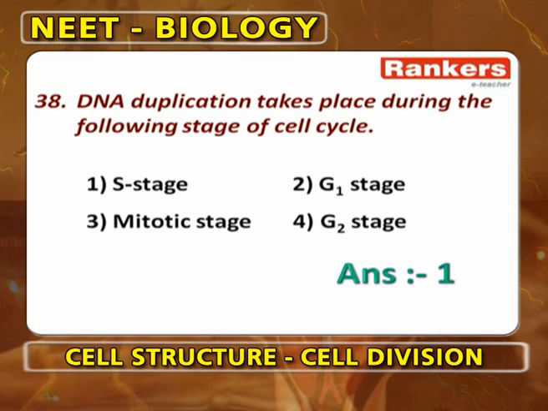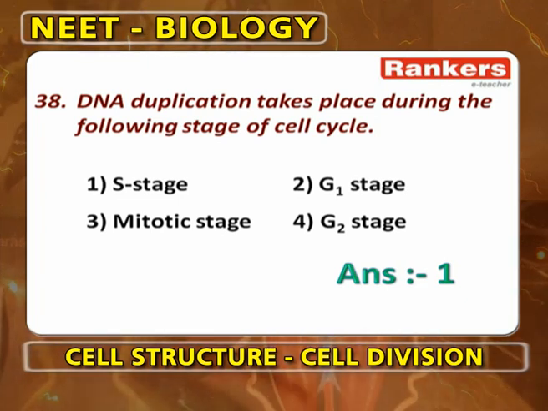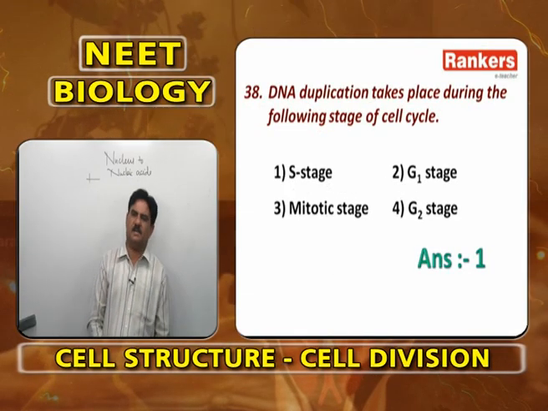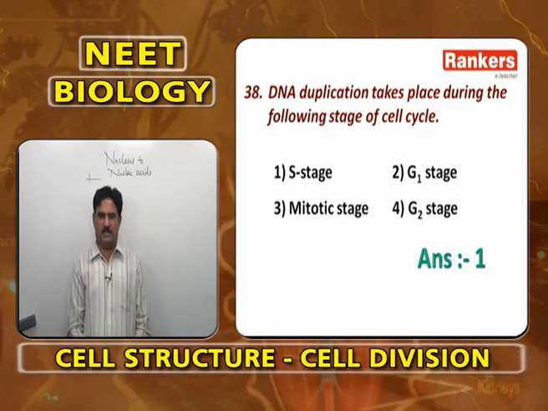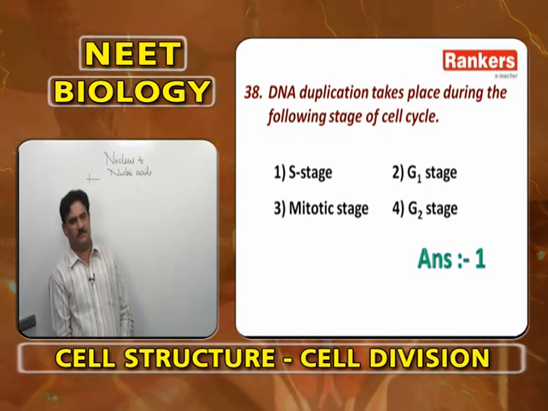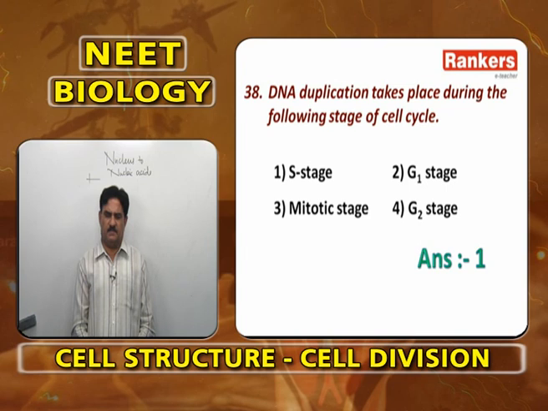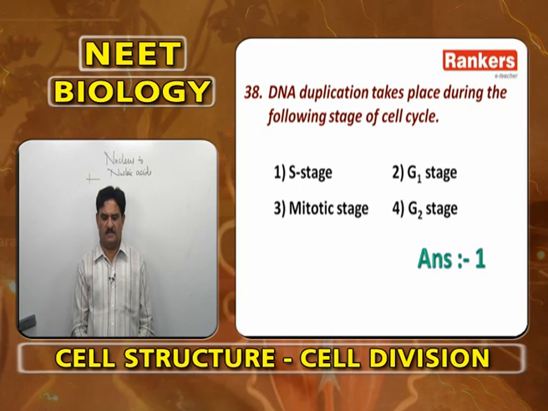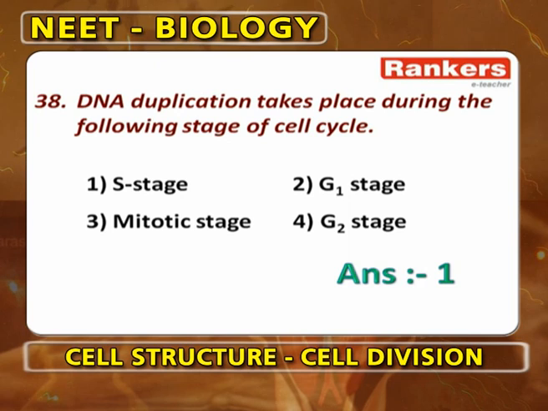DNA duplication occurs during which stage of cell cycle? Cell cycle is known for interphase and mitotic phase. Interphase is known for G1 stage, S stage, G2 stage. G1 stage is known for RNA and protein synthesis. G2 stage is known for RNA, protein synthesis, doubling of cell organelles, and also an energy pool is created and stored for the future use of formation of spindle fibers and movement of chromosomes. S stage is the most significant stage where DNA duplication takes place. So the answer is S stage.